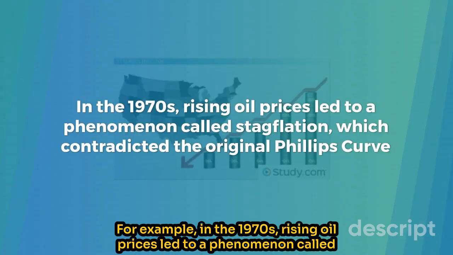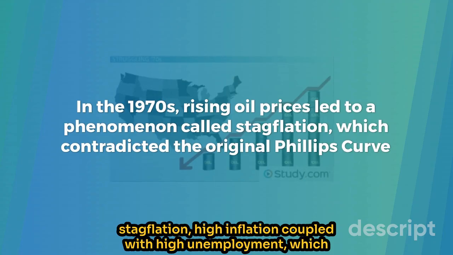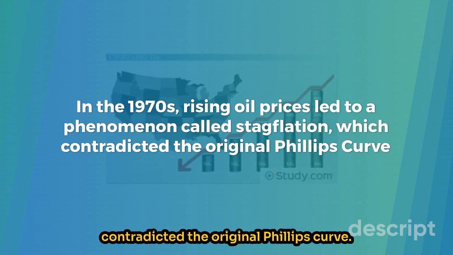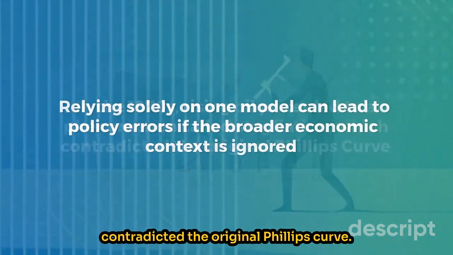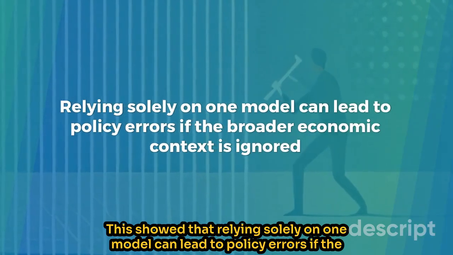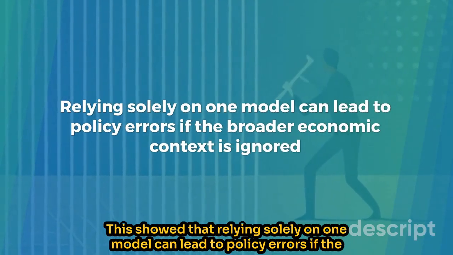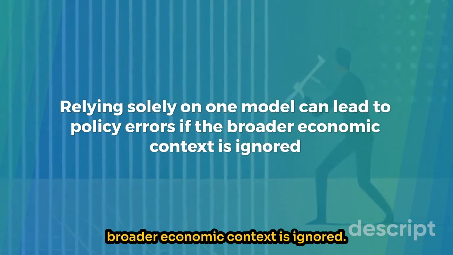For example, in the 1970s, rising oil prices led to a phenomenon called stagflation, high inflation coupled with high unemployment, which contradicted the original Phillips curve. This showed that relying solely on one model can lead to policy errors if the broader economic context is ignored.